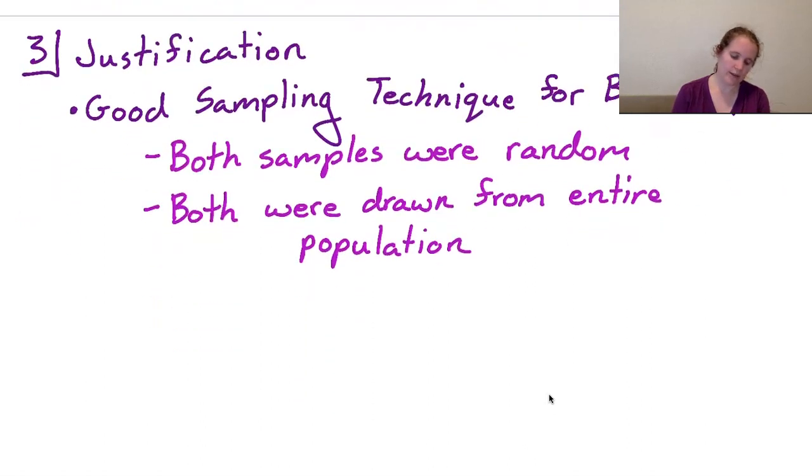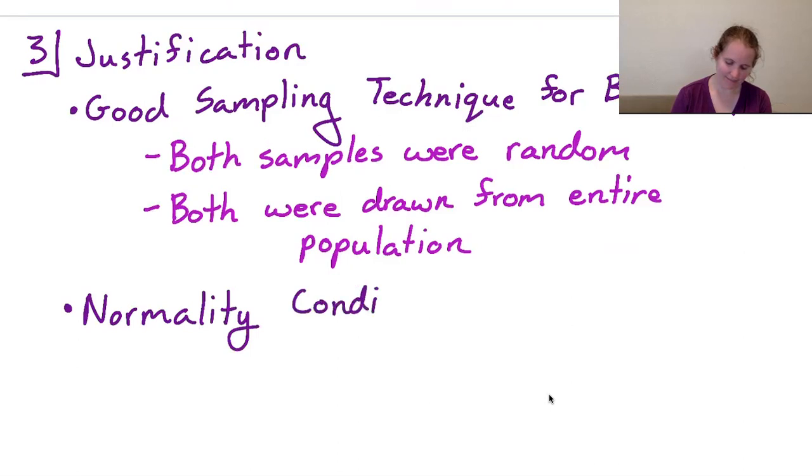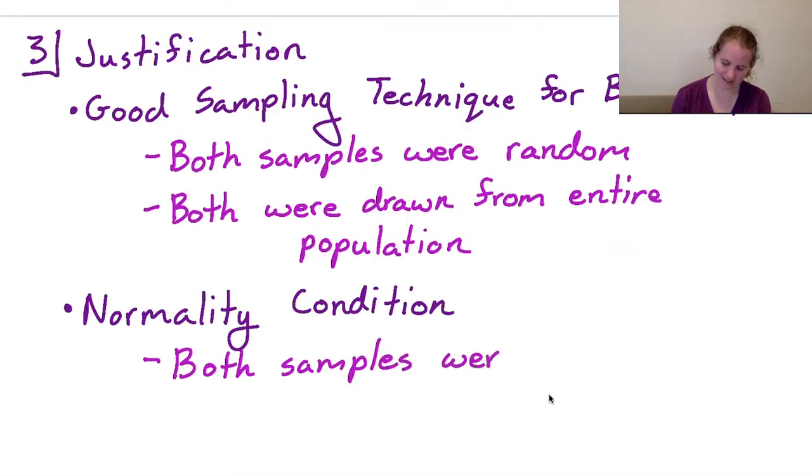And then we need to check our normality condition. So for our normality condition, both samples were large enough. Both samples were 30 or larger. So this was our option 2 for our justification. Both samples were 30 or larger. Again, that is the requirement for this x1 bar minus x2 bar distribution.